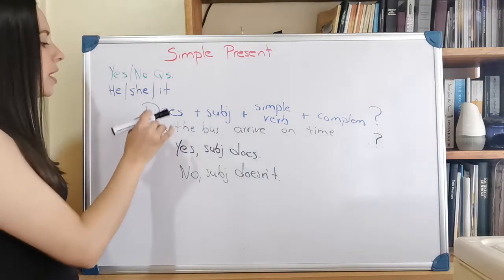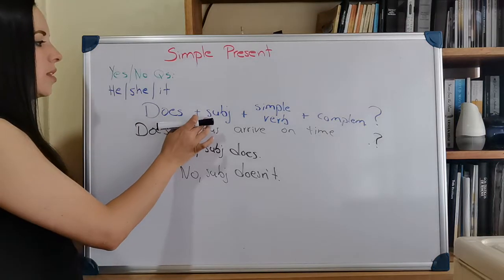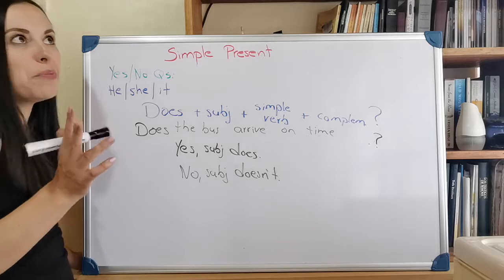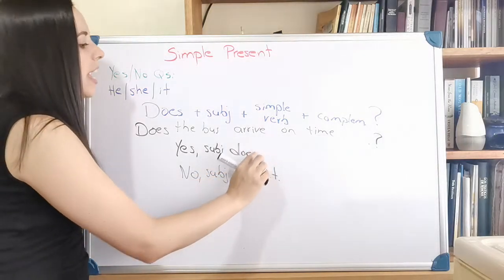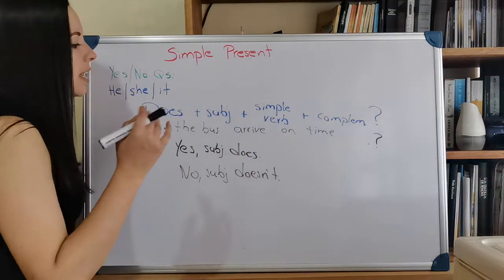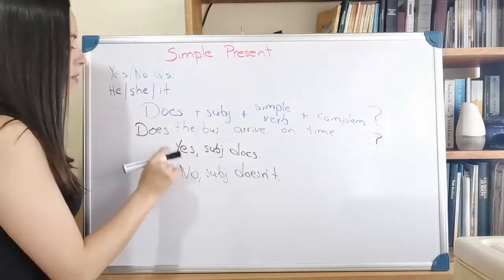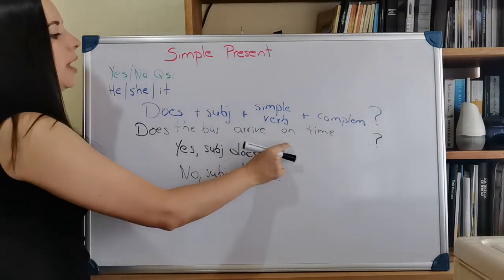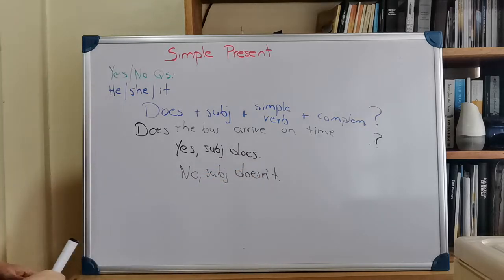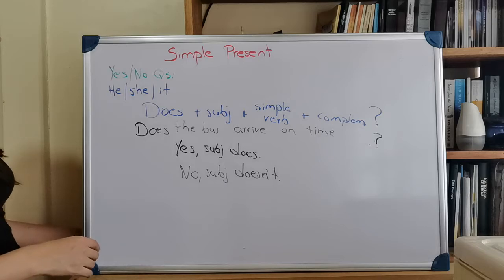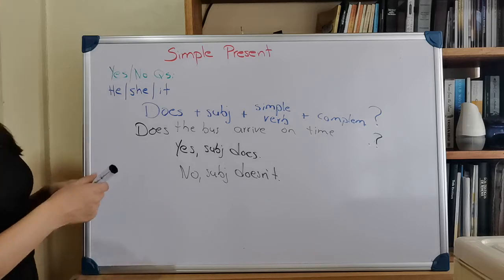We always need does at the beginning. Subject, simple verb. Remember, a simple verb is a verb simple, okay? It doesn't have s, it doesn't have es, it doesn't have ing, it doesn't have anything. It's a simple verb. Remember that the s is already here. And my complement. What happens with other subjects?